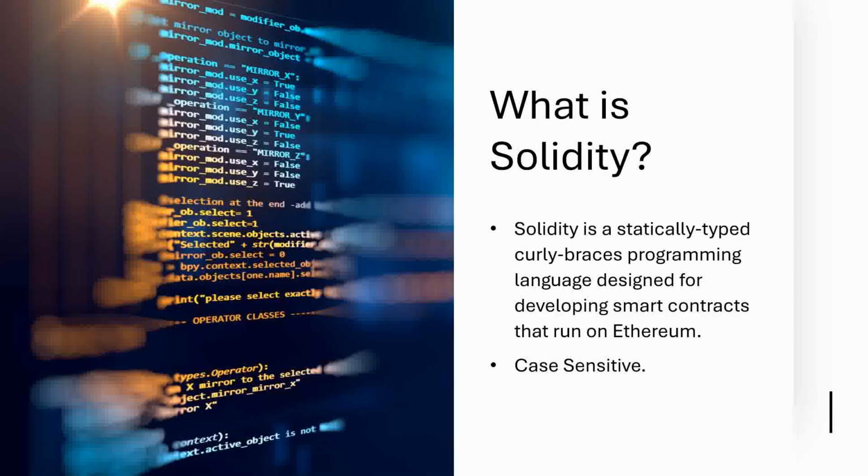What is Solidity? Solidity is a statically typed curly brace programming language designed for developing smart contracts that run on Ethereum. So, what does statically typed mean? Statically typed programming languages do the type checking at compile time. Since Solidity is a statically typed language, the type of each variable has to be specified at compile time.